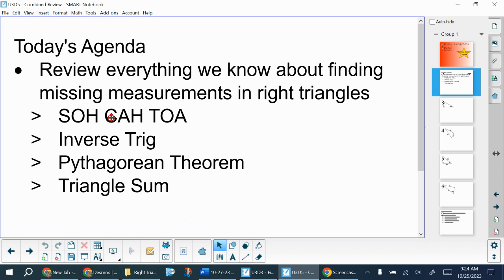Yesterday and Wednesday, we talked about SOHCAHTOA, using that to solve for sides of a triangle. On Tuesday, we did inverse trig, so inverse sine, inverse cosine, inverse tangent, to be able to solve for an angle. Last chapter, we talked about the Pythagorean Theorem, and then the easiest one is the triangle sum, knowing that the angles of a triangle have to add up to 180 degrees.